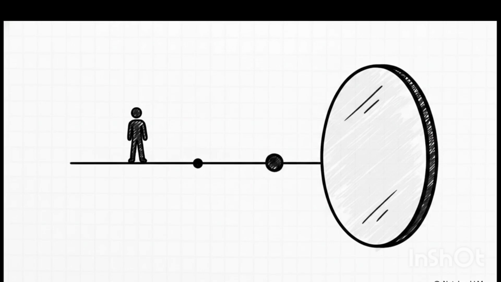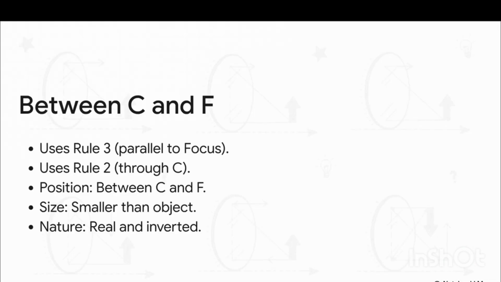Let's step in for case 2, object placed behind center, C. We're walking our person a bit closer now, placing them a defined distance just behind the center point. We fire 2 rays from the top of the person's head. Ray 1 travels parallel and reflects through the focus. Ray 2 goes through the center and bounces right back. See where they cross? They intersect neatly right between C and the focus.